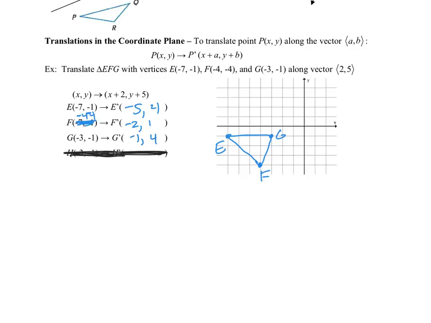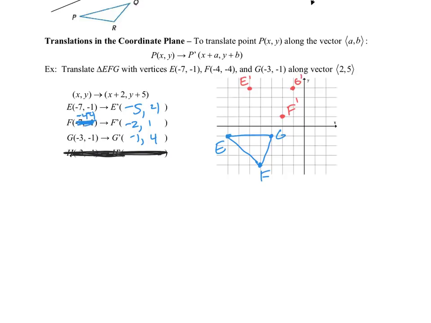So the point -5, +4, we'd go to the left 1, 2, 3, 4, 5, and up 1, 2, 3, 4. So there's our point E prime, okay? Point F prime is at -2, 1. So let's plot that point. -2, 1, there's F prime. And then G prime is at -1, 4. So we'll go to the left 1 and up 1, 2, 3, 4.